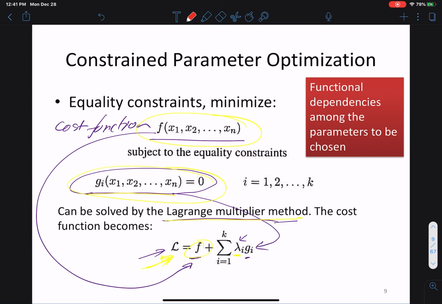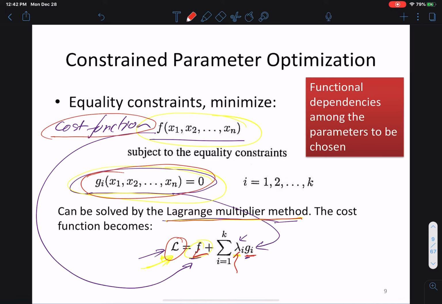Now, what if you have a constraint? So that means now we have a function, we also call it cost function, we're trying to minimize, and that is subject to a constraint right here, right? So if I have that, I have to find a new function combining these two. It's called the Lagrange multiplier method. So I have a new function over here combining f here, then your constraint over here with the multiplication of the Lagrange multiplier, right?